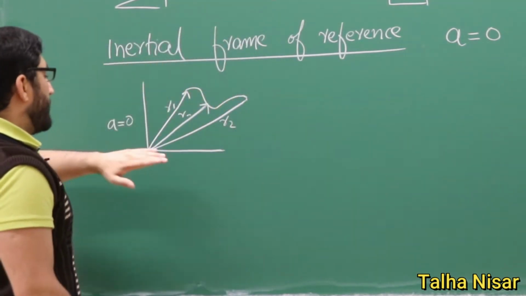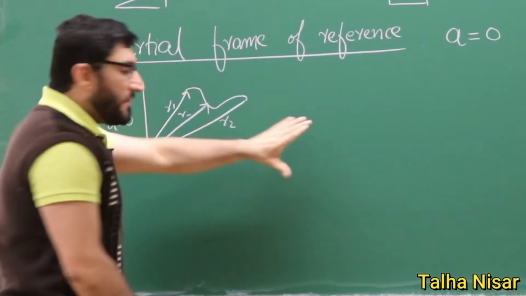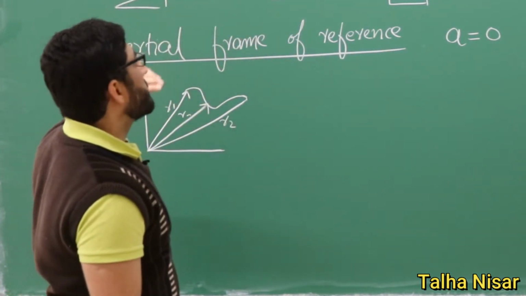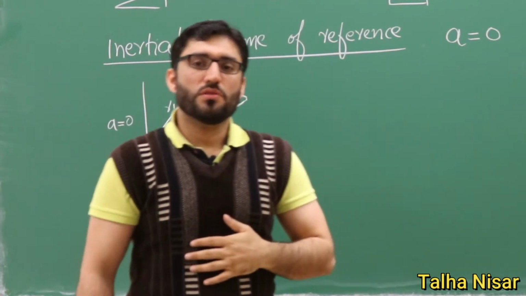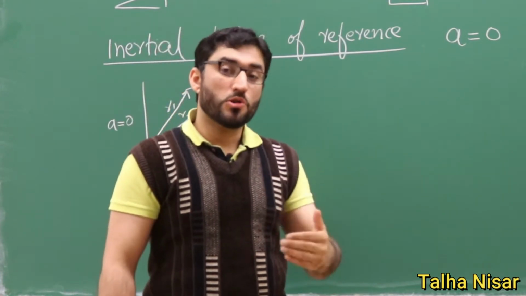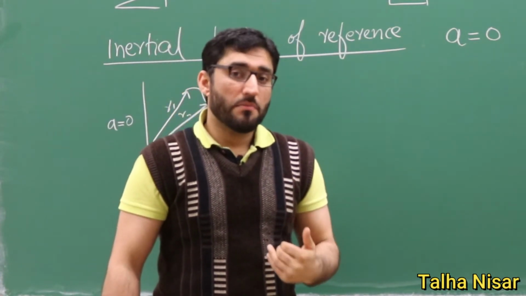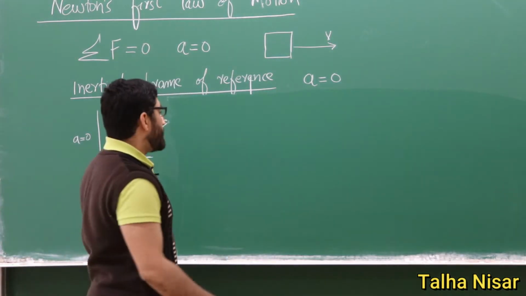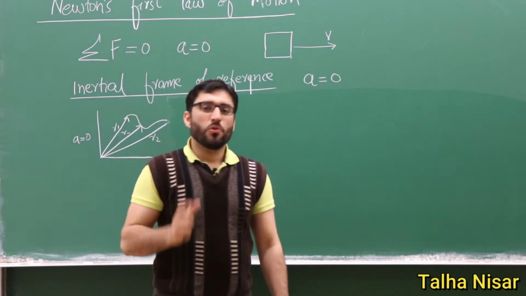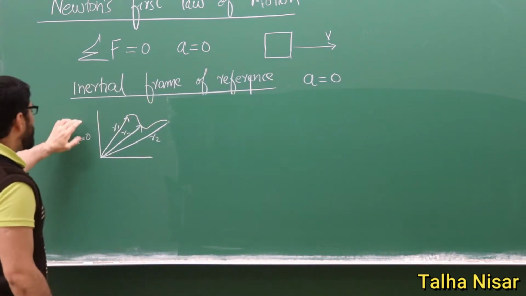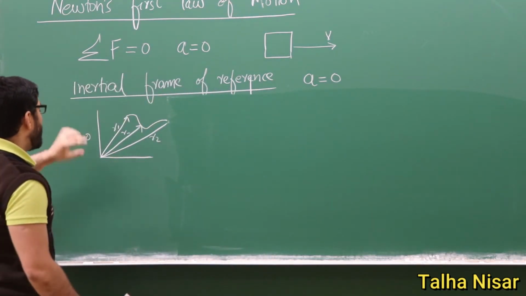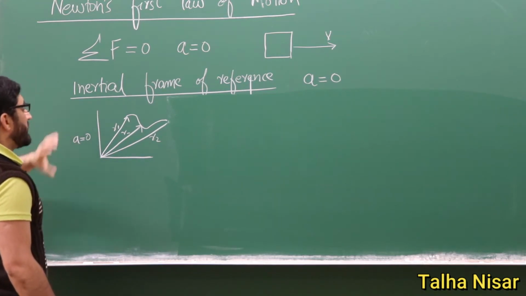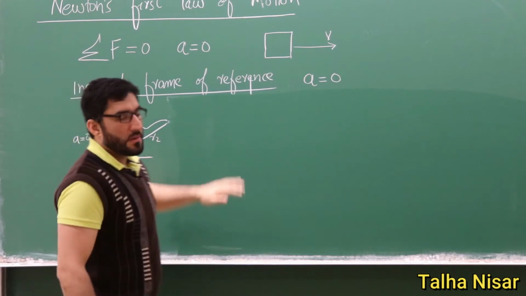If this frame of reference itself is accelerating, then we cannot use Newton's first law of motion. So Newton's first law holds only in the inertial frame of reference. The inertial frame of reference is when there is no acceleration. For example, this frame of reference is not accelerating, so the velocity is not changing, or it's at rest. So this is the frame of reference.